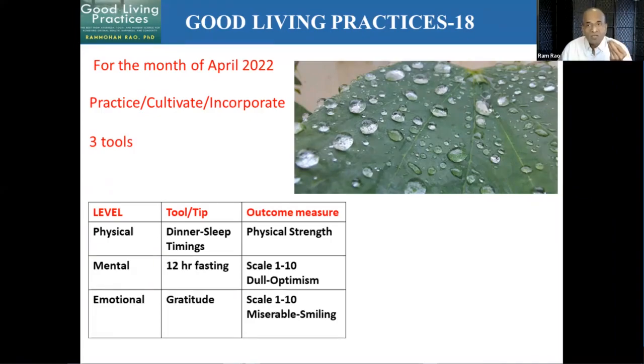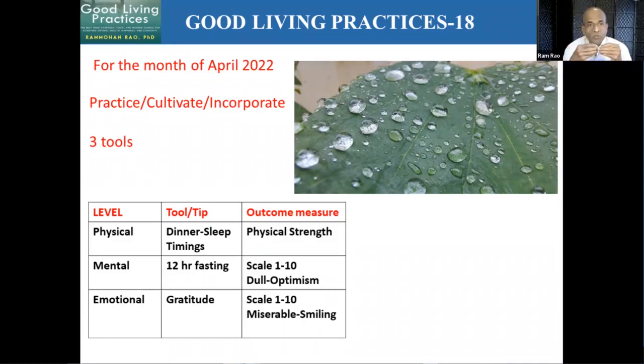Last month, the 17th session, I provided 3 additional tools, and we talked about the 3 tools at the level of the physical, mental, and emotional status as well. And the idea was that when we provide these tips, we inculcate them into our own lives, okay, as a group.